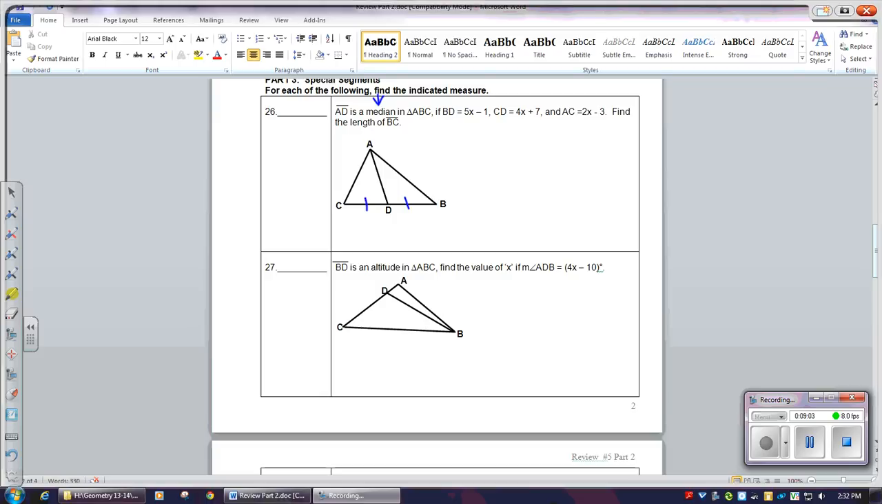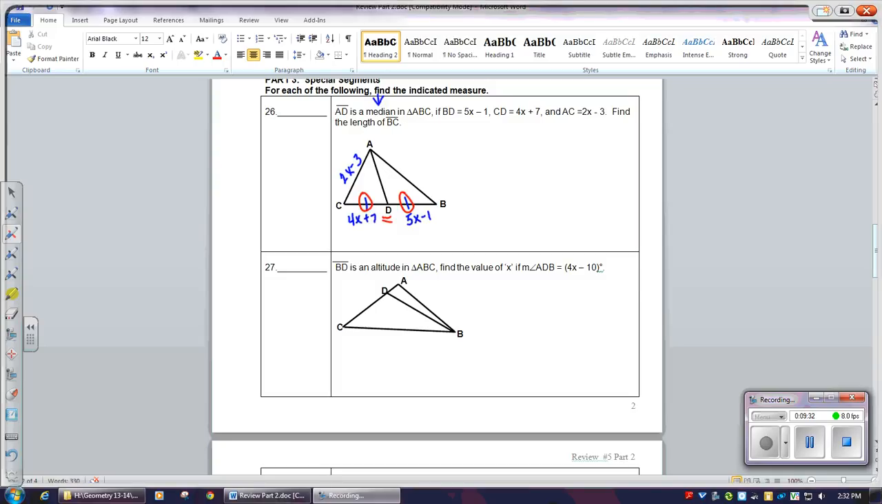Then it says BD is 5x minus 1. You've got to put your work down. You've got to draw what's happening. CD is 4x plus 7. AC is 2x minus 3. But now all of that writing is making sense. And it wants me to find the length of BC. But I'm not going to find the length of BC till I solve for x. And so by looking at the picture, I go, ooh, these two pieces are congruent.